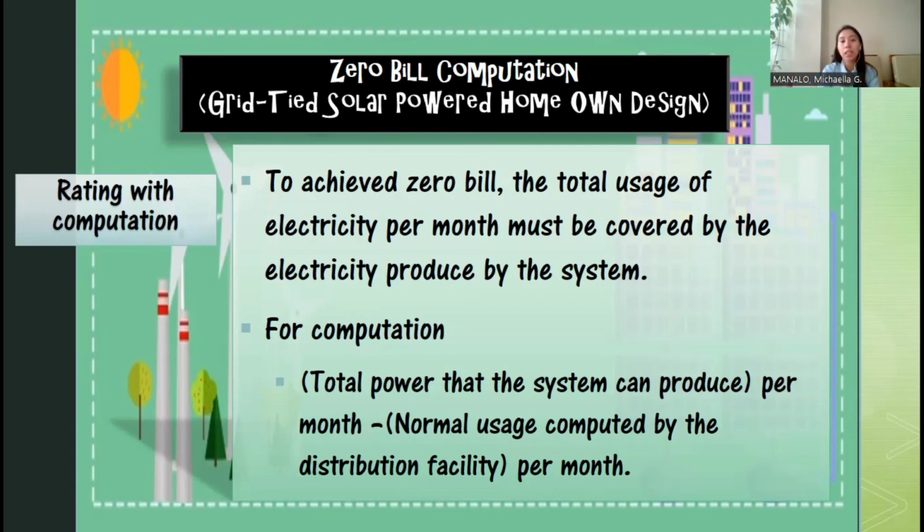And that excess na napoproduce ng ating photovoltaic system is binabato pabalik sa ating grid kasi we're connected to a grid type solar power home. Then, binabato na yun sa grid, pwede pa tayong kumita doon or babayaran tayo ni distribution utility natin kung kanino man tayo naka-connect.